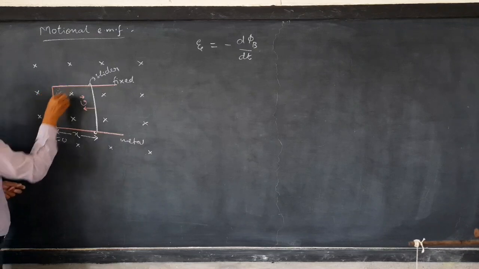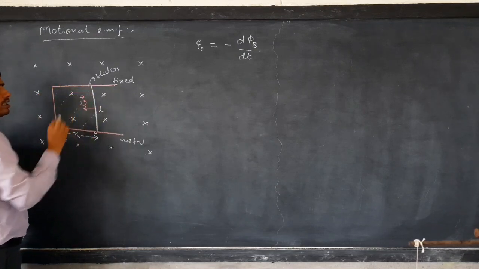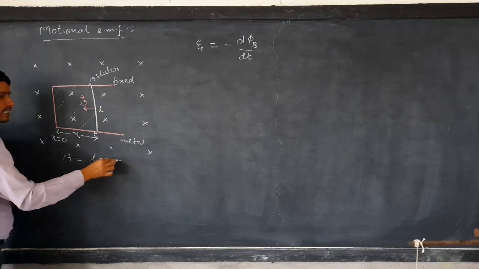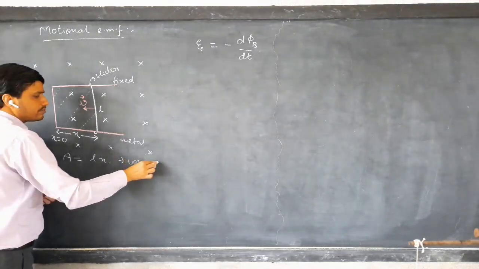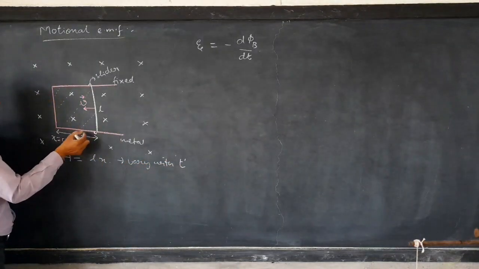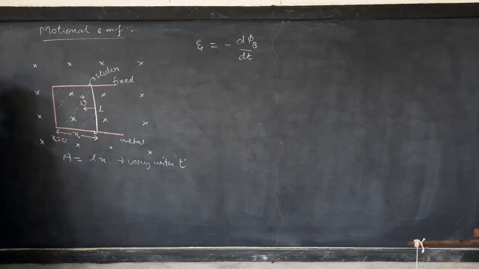This area, if you see, if I assume the length of this slider to be L, that area will be how much? L times x. And it will vary with time. Why do I say it varies with time? Because I am moving this slider, so x will change. If x changes, area will change. If area changes, flux will change.